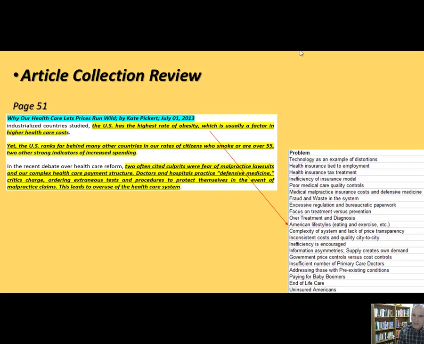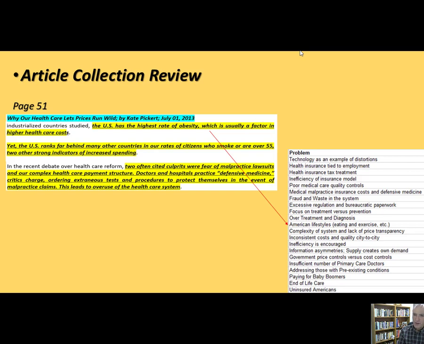But the U.S. is not high on everything. So the U.S. doesn't smoke as much as China or Russia. We don't have as many over 55s as Europe and China and Asia has, Japan especially. So while obesity is an issue in the United States, we're not older than the rest of the world. We don't smoke as much. And in fact, we don't drink as much as the rest of the world.